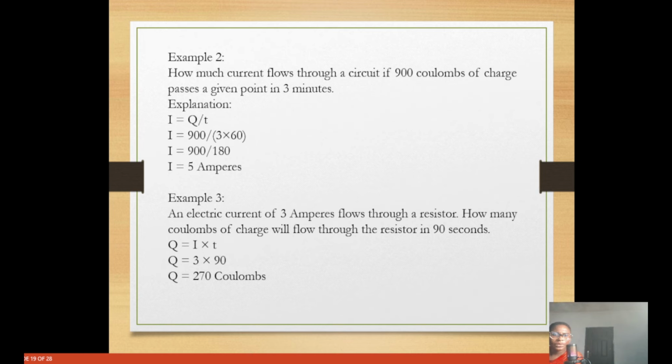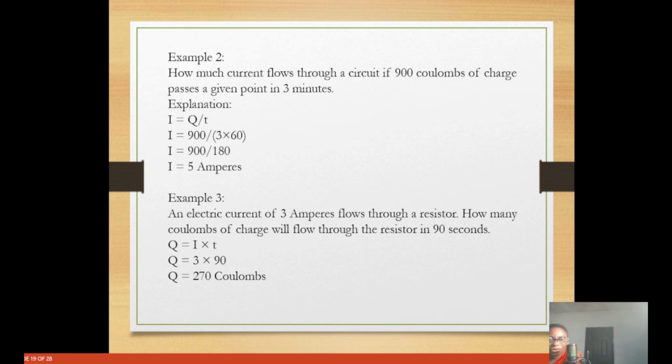Okay, let's do our multiplication again. Okay, it's 3 minutes. Sorry, I used 30. It was 3 minutes. Sorry, that was where the mistake came from. It was 3, so we have 180 seconds. So it's 900 divided by 180. This cancels this, and we have it as 5 ampere.